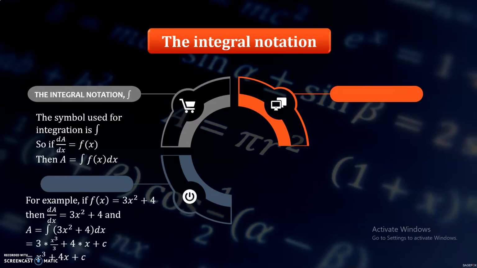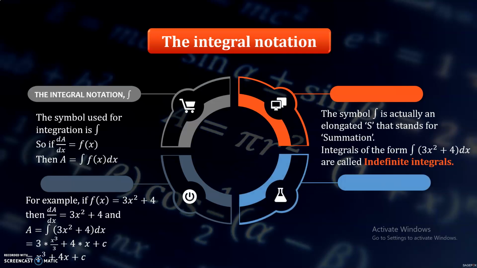If, for example, f of x is 3x squared plus 4, then dA/dx is 3x squared plus 4, and A equals the integral of 3x squared plus 4. So when we integrate that using the integration rule, we have x cubed plus 4x plus c. The symbol is actually an elongated s that stands for summation. Integrals of the form 3x squared plus 4 dx are called indefinite integrals because they do not have a limit.